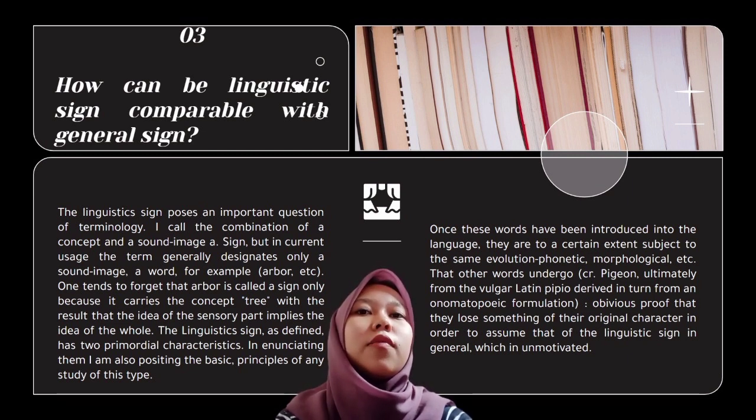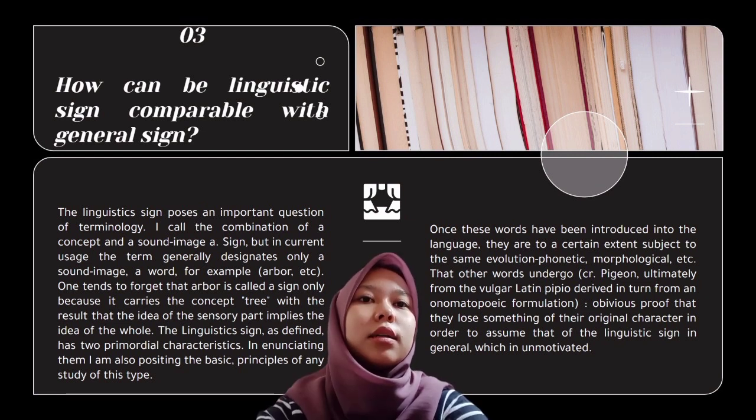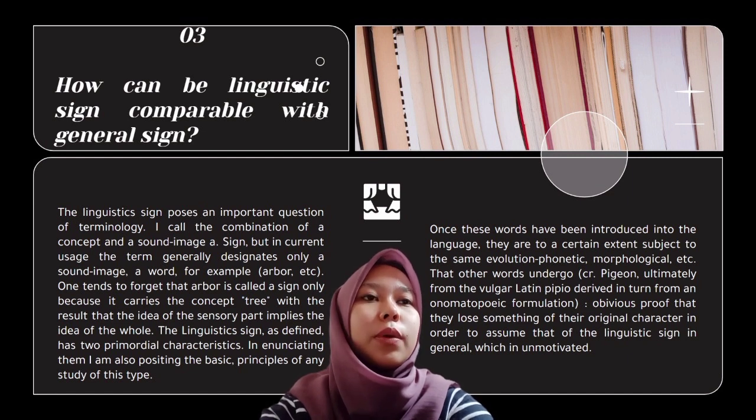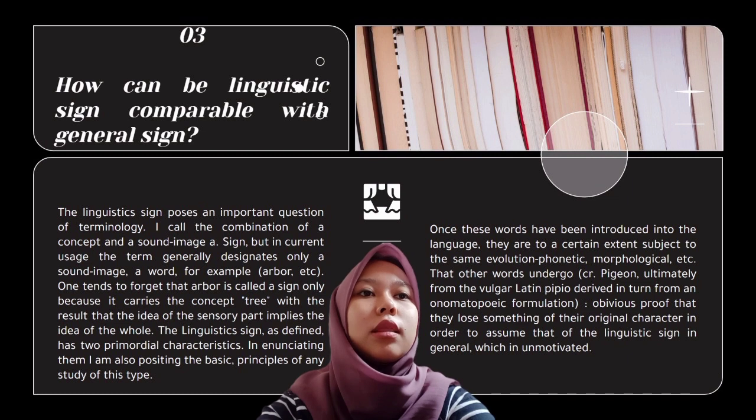The linguistic sign as defined has two primordial characteristics. In enunciating them, I am also positing the basic principle of any study of this type. When these words have been introduced into the language, they are to a certain extent subject to the same evolution, phonetic, morphological, etc., that other words undergo. Pigeon, ultimately from the vulgar Latin pipio, derived in turn from an onomatopoeic formation. Obvious proof that they lose something of their original character in order to assume that of the linguistic sign in general, which is unmotivated.